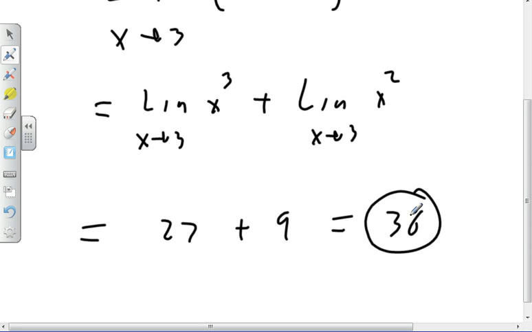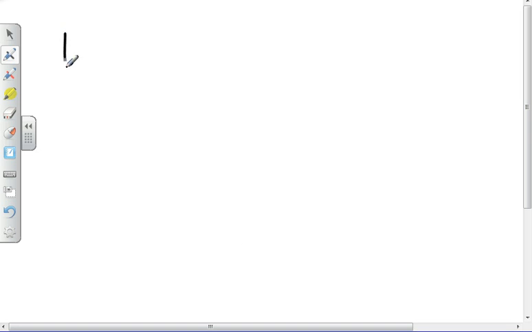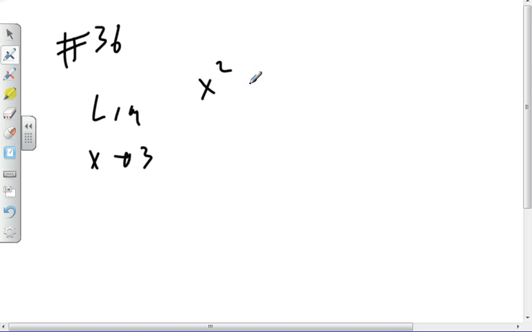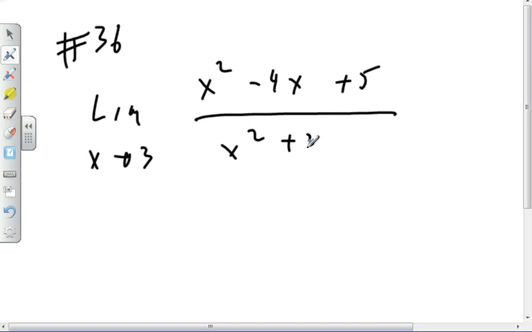All right, we're going to do number 36. Yeah, I don't want to do 36. That's much too much ink. I'll do it anyway. Number 36: the limit as x goes to 3 of x squared minus 4x plus 5 divided by x squared plus 2x.